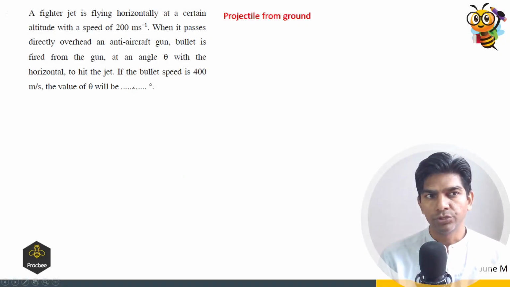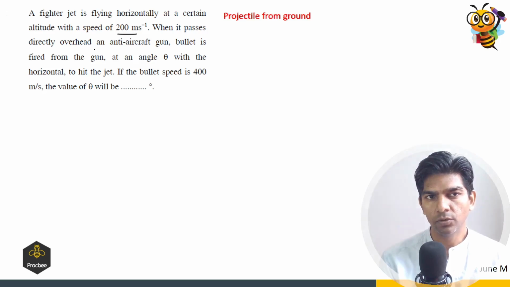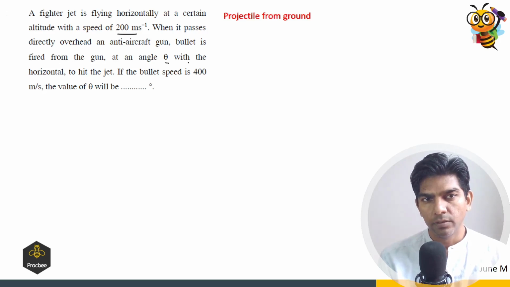Now let us say this question. A fighter jet is flying horizontally at a certain altitude with a speed of 200 meters per second. When it passes directly overhead an anti-aircraft gun, bullet is fired from the gun at an angle of theta with the horizontal to hit the jet. If the bullet speed is 400 meters per second, the value of theta will be.